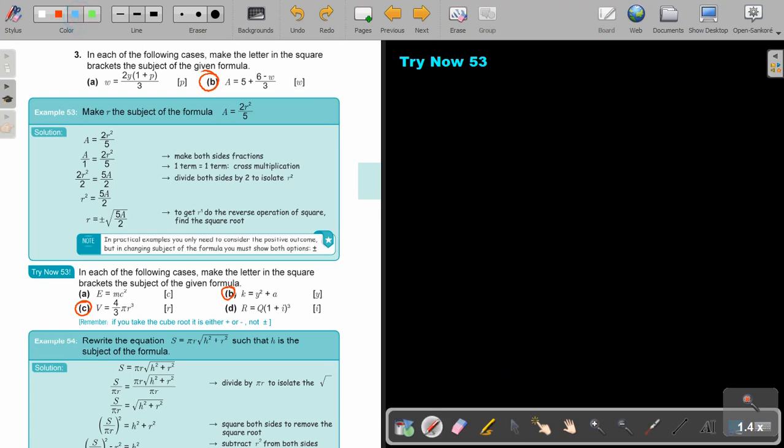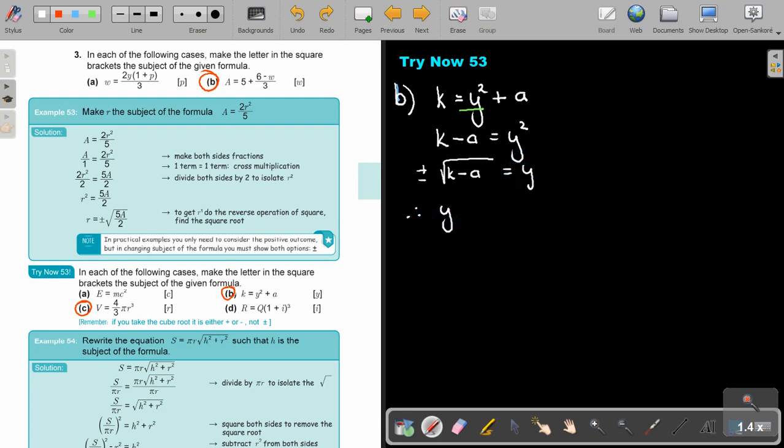Okay, so let's look at number B. In this case, it's going to be K equals Y squared plus A. And I must make Y the subject. So first, again, it's positive, so I leave it on that side. So K minus A is equal to Y squared. And now, to get rid of that square, I take the square root, and don't forget plus minus, square root of K minus A, and that's Y. So therefore, Y equals plus minus the square root of K minus A. And that will be my final answer. Okay. And then number C.